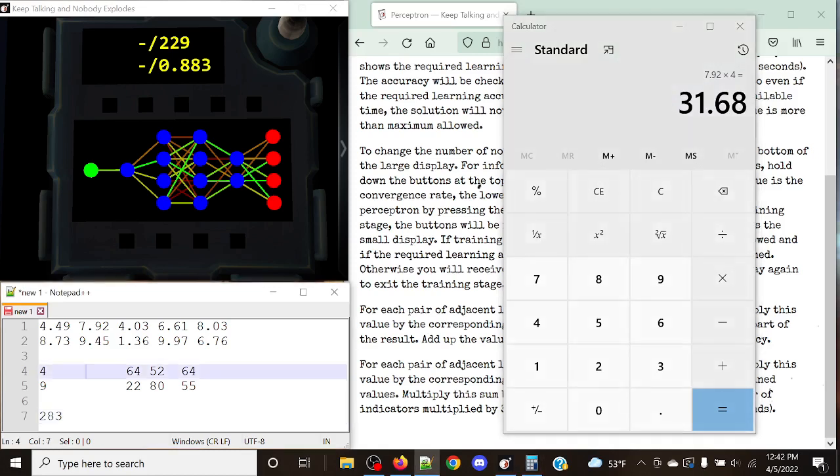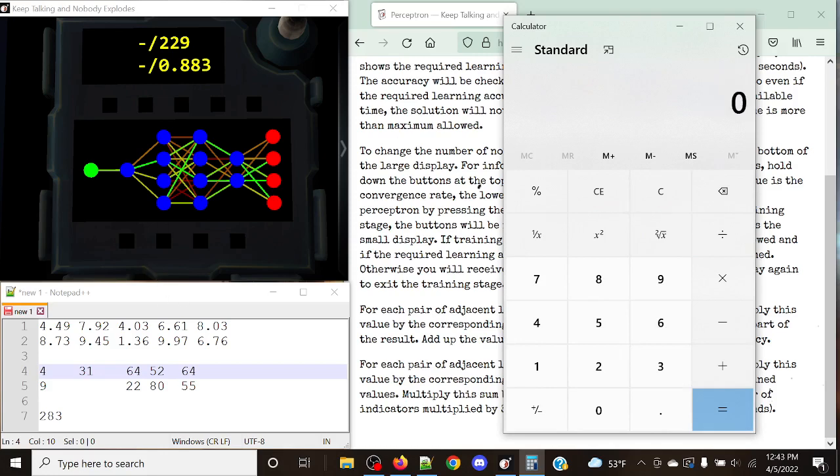Now, based off of my knowledge, I don't believe this is enough for us. And I believe we're going to have to switch things up a little bit. So if we take a look here, we have 4 plus the 31 plus the 64 plus the 52 plus the 64. It just barely does not make 229 as our learning accuracy.